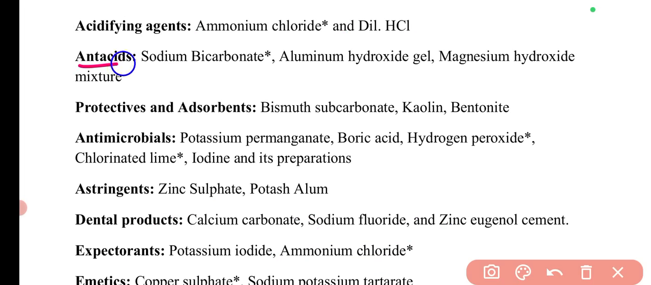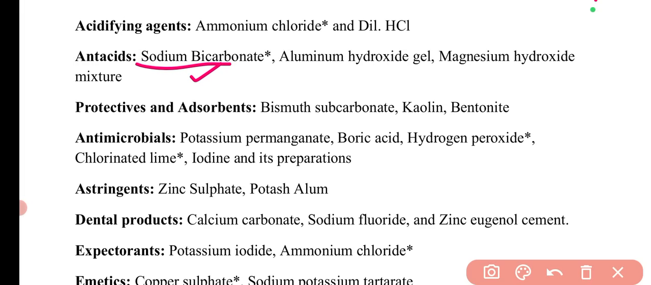Now the second is antacids. So antacids we will be covering in the peptic ulcer class also, in which there will be a subtopic of peptic ulcer in pharmacology also, and in the next video also. So this is quite important. Sodium carbonate is important in this. So wherever you will find this star, those particular compounds are very, very important. So you need to take care of these particular compounds.